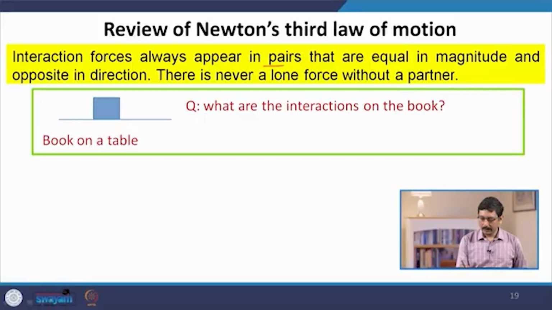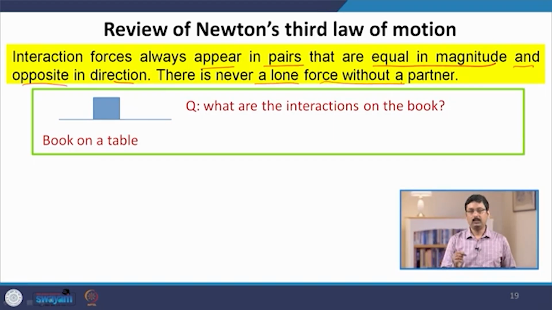So, first, what does Newton's third law of motion say? It says that the interaction forces, some of the examples we took in the previous lecture, always appear in pairs. This is the first part of the statement, and these pairs are equal in magnitude and opposite in direction. So, the point is there is never a lone force without a partner.